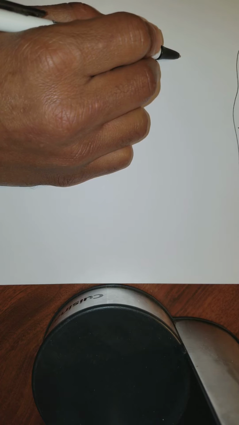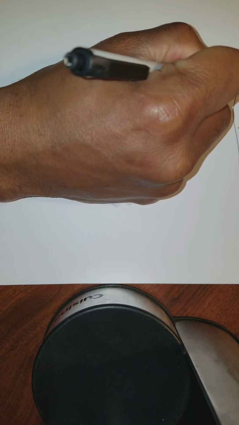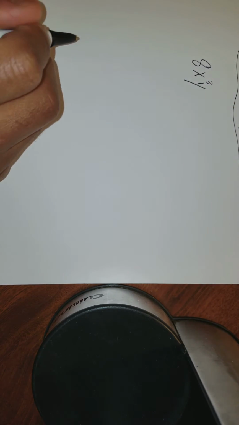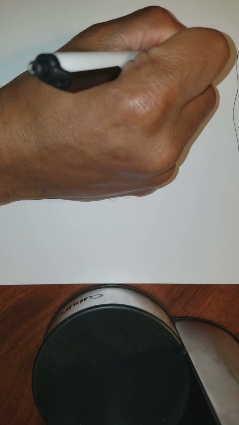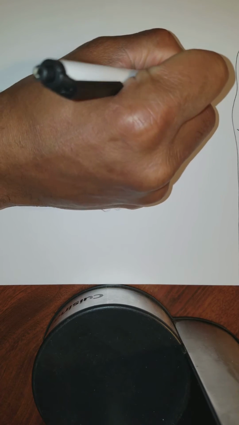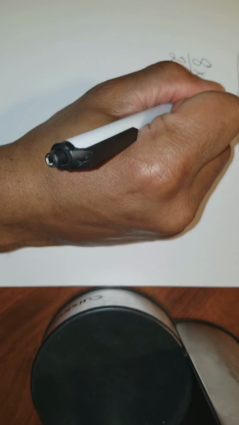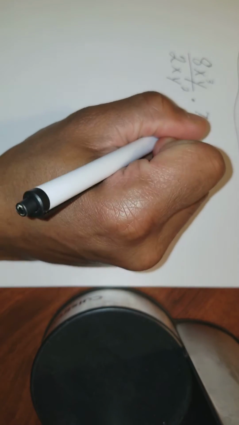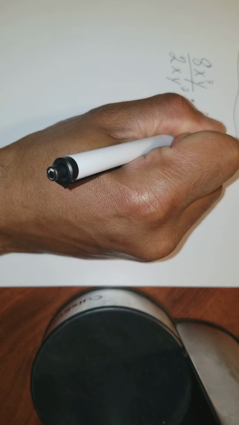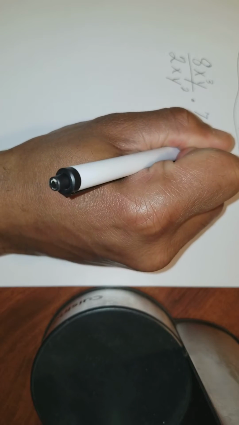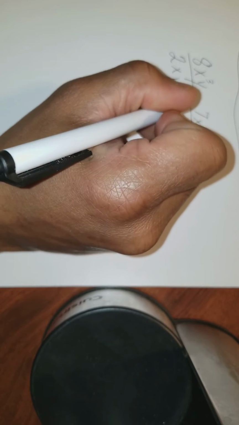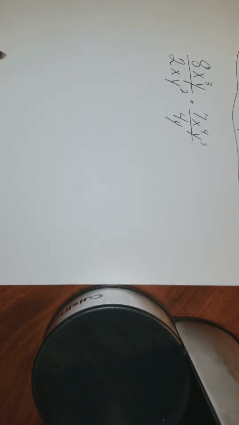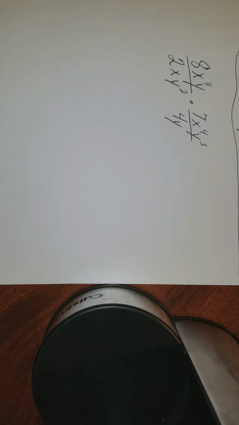So here, I want to start off with giving you an expression. Here I have 8x cubed y divided by 2xy squared, times 7x to the fourth y cubed divided by 4y. This is the expression that we're going to talk about when we're multiplying rational expressions.